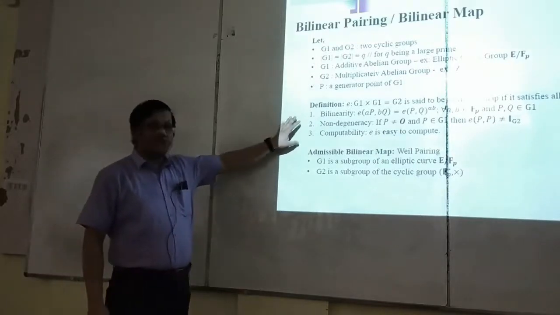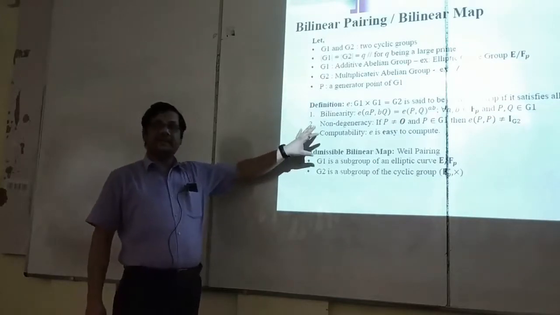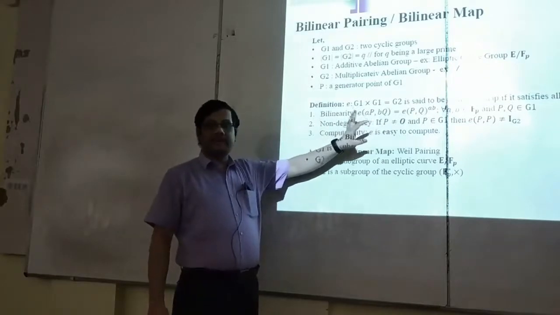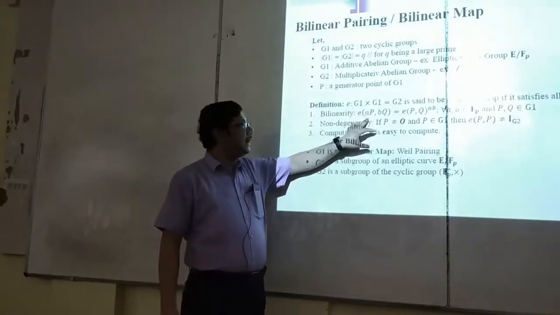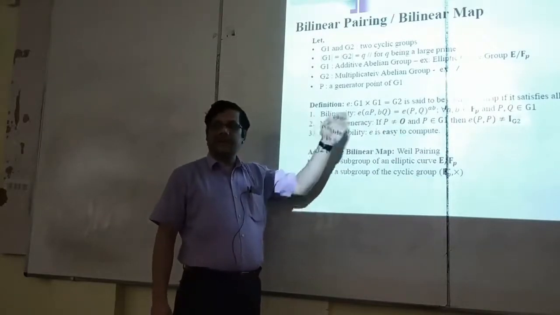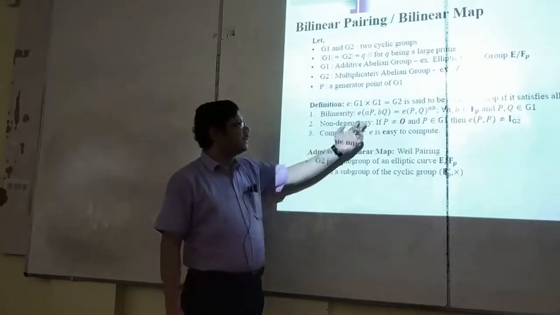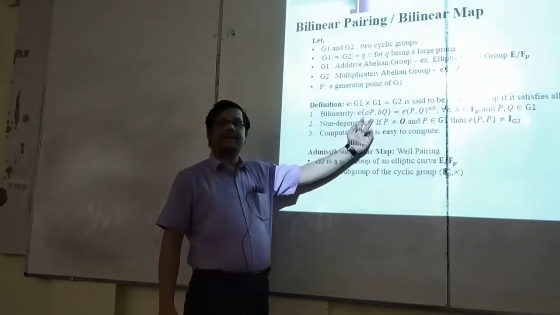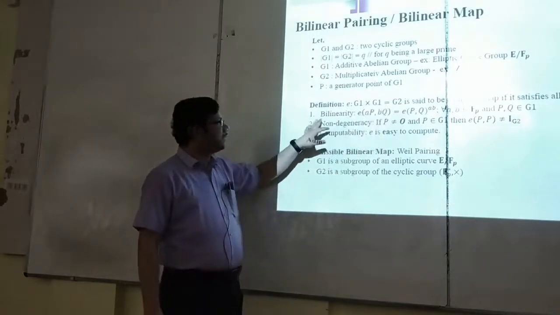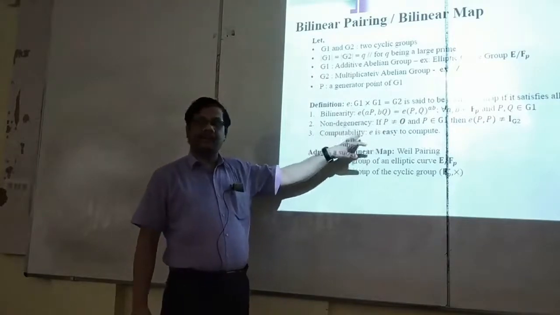So three properties must be satisfied. The first one is bilinearity, which states this thing, where P and Q are any two points on the elliptic curve and A and B are scalars from FP, the field on which the elliptic curve is defined. So simply, the multipliers, the scalars, should go to the exponent. This must be satisfied for all values of P and Q and for all values of A and B.